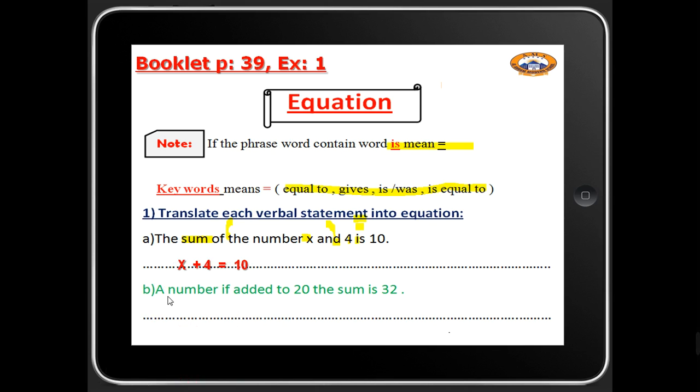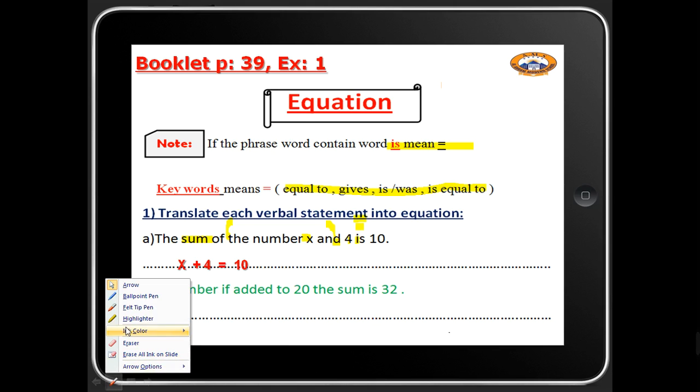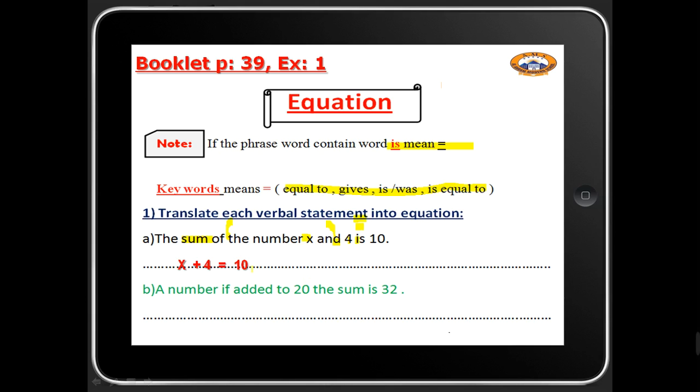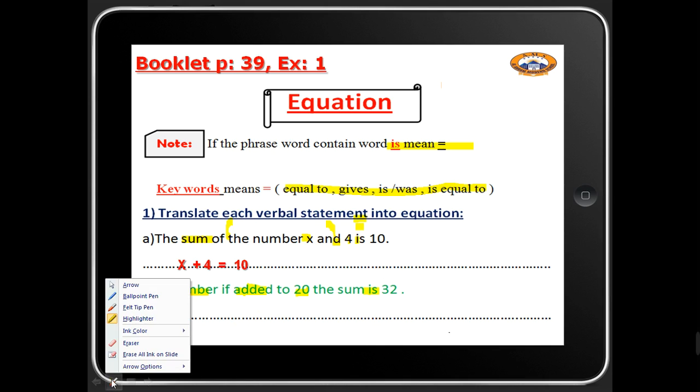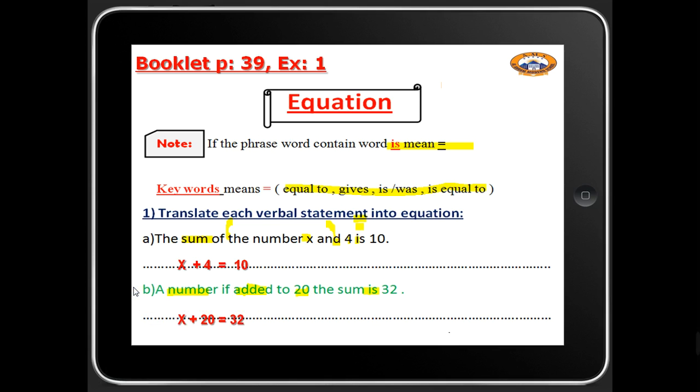Another one, a number if added to 20, the sum is 32. So here the key for the answer is 32. The number I don't know, so I will call it x, and I'm going to add it, change to plus 20. The answer is going to be 32. This is so easy. So the answer here is x plus 20, it will give me 32.